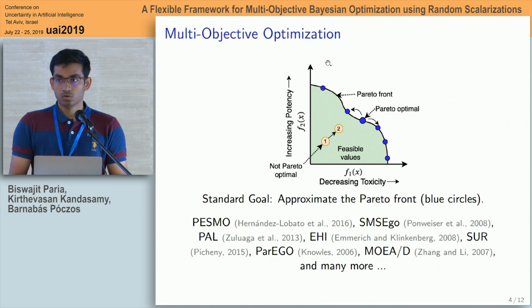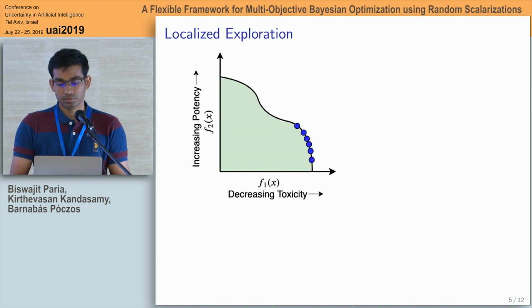So the standard goal in multi-objective Bayesian optimization is to approximate the Pareto front using a set of points, which is shown here using blue circles. And there has been a lot of work in this regard, and some of the prominent ones have been shown here.